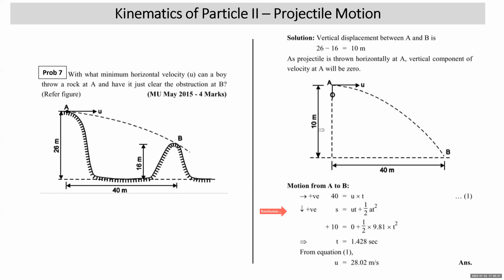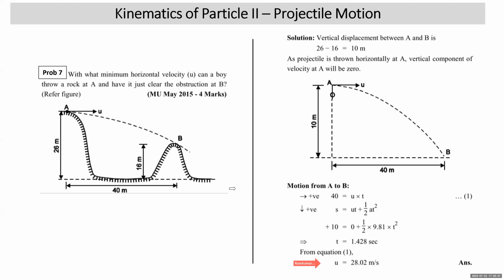Write the equation S equal to ut plus half at square. Point B is below A by 10 meters, so S is plus 10. Initial vertical velocity is 0, plus half gt squared. That gets you the value of t. Once you get the value of t, substitute it into equation number 1, and you get the value.